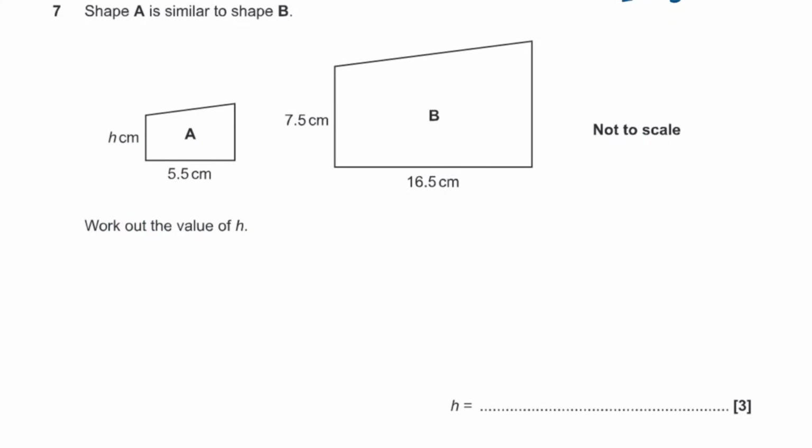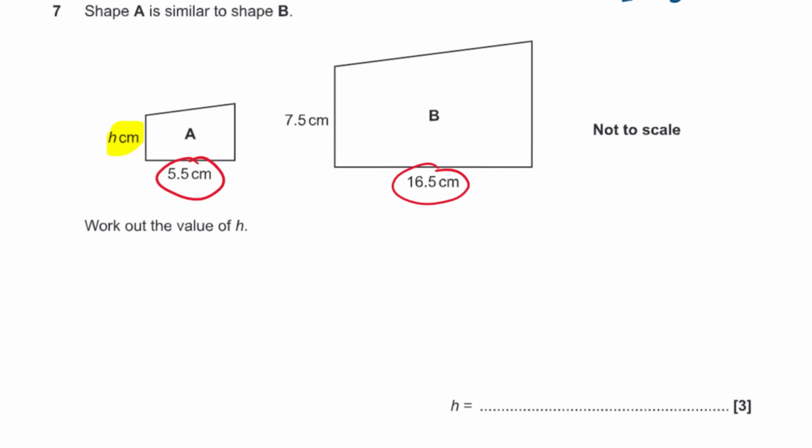Question 7. Shape A is similar to shape B, and we need to work out the value of H, which is the one that is here. Okay? So when you've got shapes that are similar, all the sides are in the same ratio. So if we can find any pair that go together, we can work out what that ratio is, and we can apply it to any other pair that we've got.